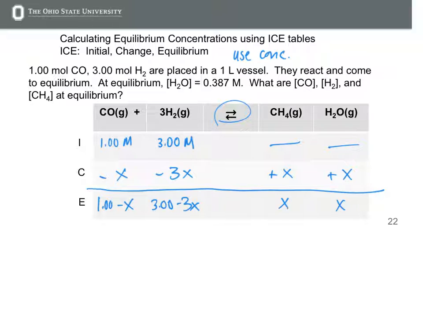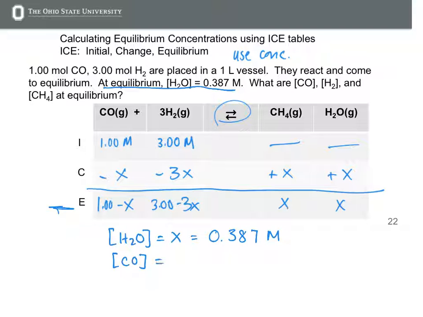All right, so we were given a nice hint in our problem here that said that at equilibrium, H2O is equal to 0.387. And we know from our equilibrium line that H2O is equal to x. So we can say x is equal to 0.387 molar. And given that, we can go on and solve for the equilibrium concentrations of every other thing. So the concentration of CO at equilibrium is going to be 1 minus x. So it's 1 minus 0.387.